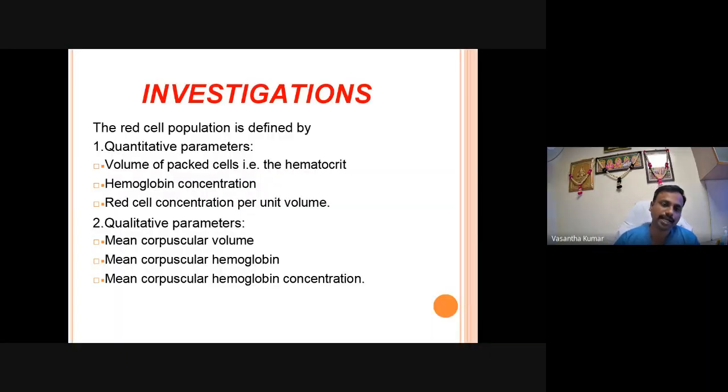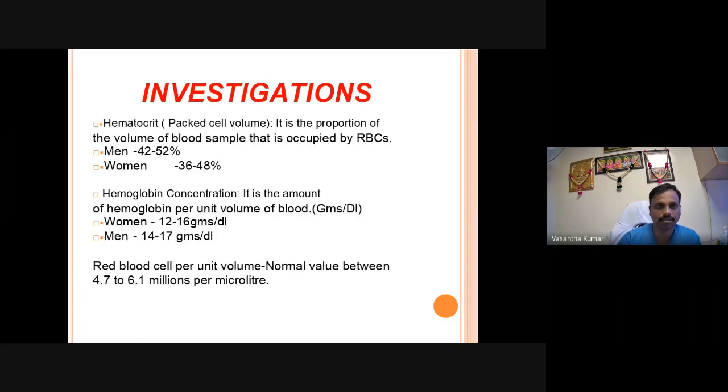And next is the qualitative, which is three things. One is the MCV, that is mean corpuscular volume, followed by mean corpuscular hemoglobin, and then the mean corpuscular hemoglobin concentration. So first we'll see what is hematocrit. It is a packed cell.